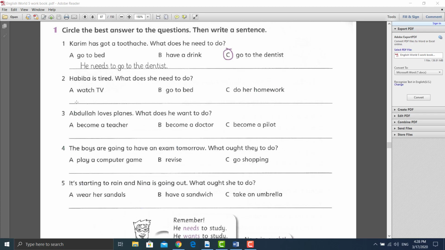Number 3. Abdullah loves planes. What does he want to do? Become a teacher? Become a doctor? Become a pilot? His desire. Yes, he wants to become a pilot. Very good. Write down. He wants to become a pilot.